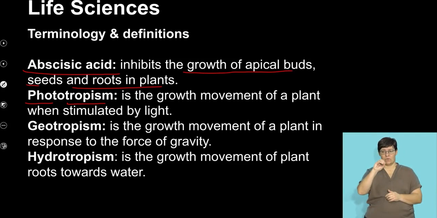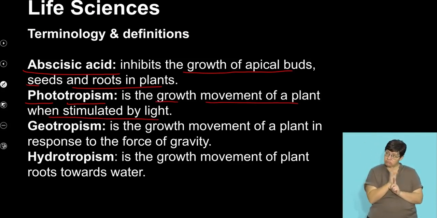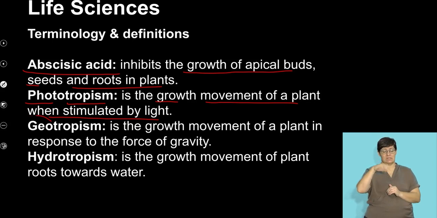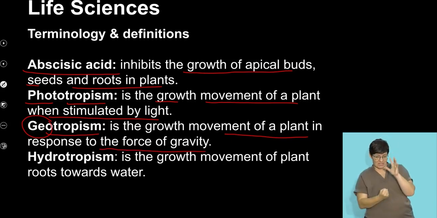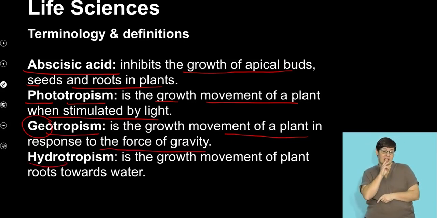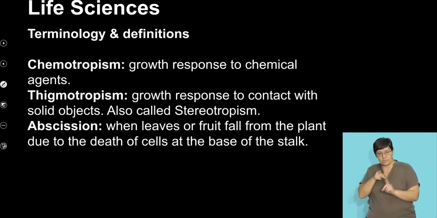Phototropism, and this is the growth and movement of a plant towards a stimulus of light. We also know that there is a gravity stimuli that plants respond to, and that's called geotropism, and this is the growth and movement of a plant in response to the force of gravity. And then finally, we know that plants also respond to water, and that's called hydrotropism, and this is the movement of a plant towards the source of water.